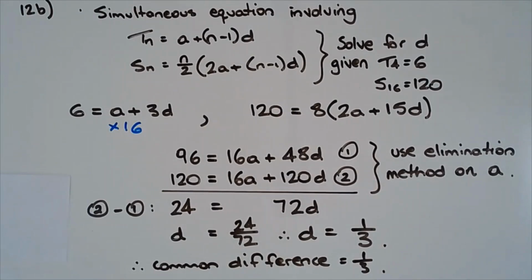So using the elimination method now, equation 2 minus equation 1, we get 24 equals 72d. And dividing both sides by 72, we have d is equal to 1 over 3. So therefore, the common difference is 1/3.